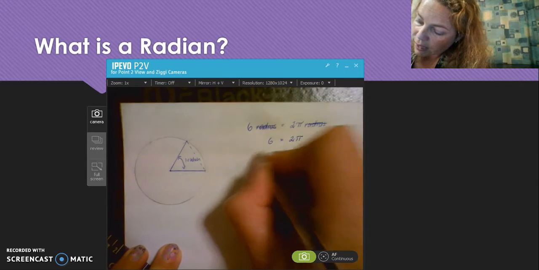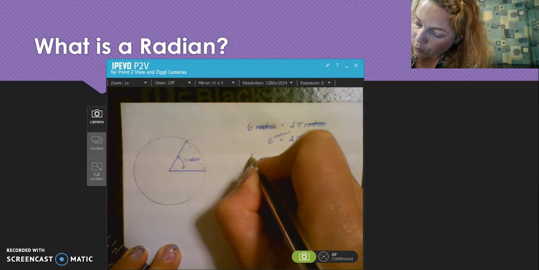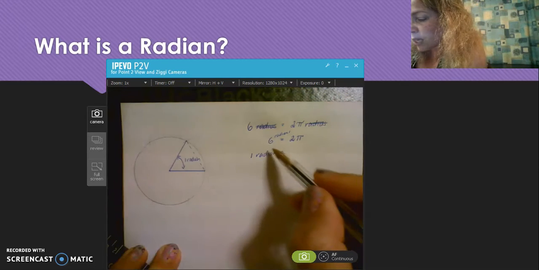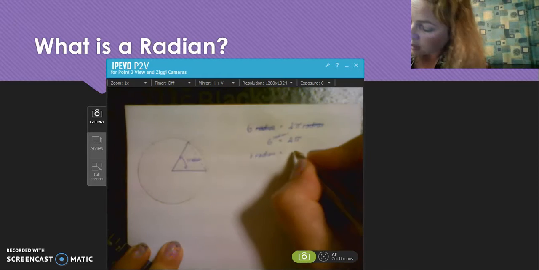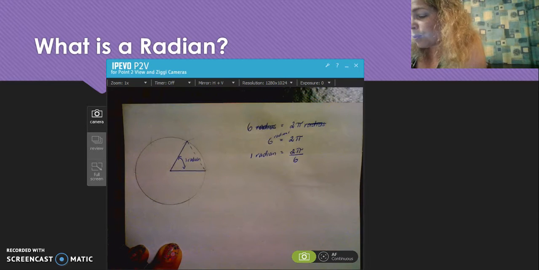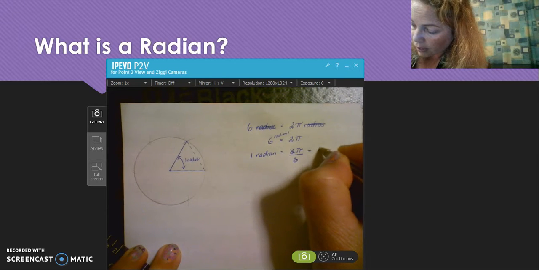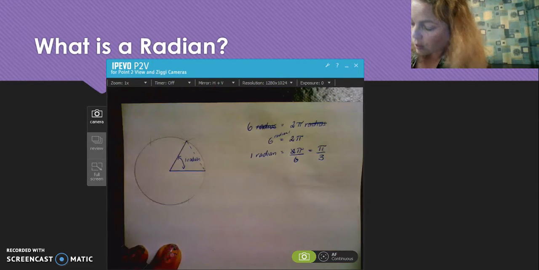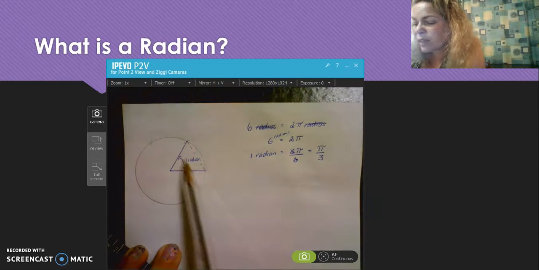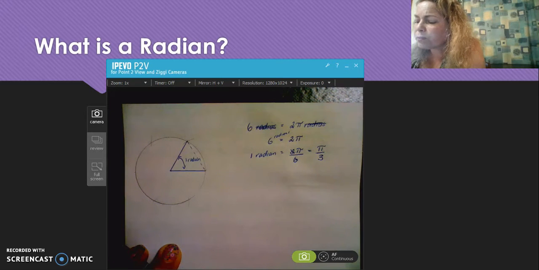So 1 radian, using my basic algebra, if I divide both sides by 6, 1 radian will give me 2 pi on 6, which when cancelled is pi on 3. So 1 radian must be pi on 3. Well, we know that's 60 degrees. But how can I be sure?